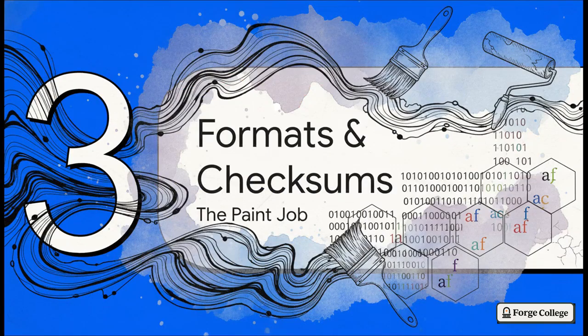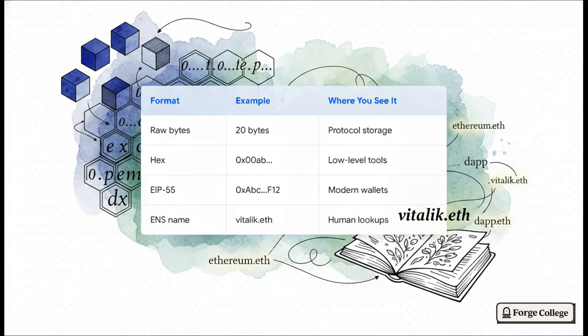Let's look at Section 3, formats and EIP55 checksums, or as we call it, the paint job. How we represent these addresses really varies depending on who or what is reading them. Down at the protocol level, machines just use pure 20-byte raw bytes. Low-level developer tools will spit out hex, which is usually 40 characters starting with 0x. But let's face it, flat hex is an absolute nightmare for humans to read. So modern wallets use something called EIP55, which mixes uppercase and lowercase letters. And for ultimate readability, we map these to ENS names, like Vitalik.eth, which basically acts as a simple human phone book.